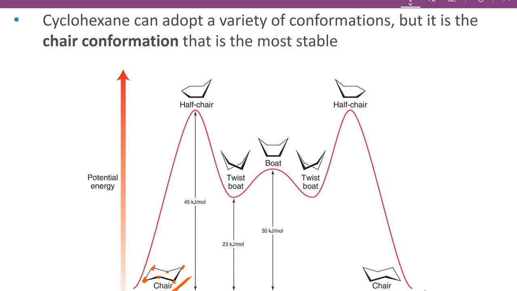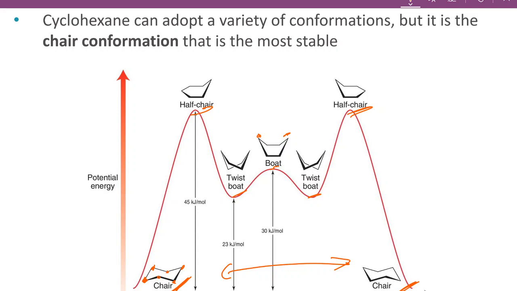So cyclohexane can go from the chair to a half chair to a twist boat to a boat where both of these end carbons are up, to a different twist boat, to a half chair, and then back to another chair. So basically, cyclohexane can flip, this is called a ring flip, from the first chair conformation to the second chair conformation.